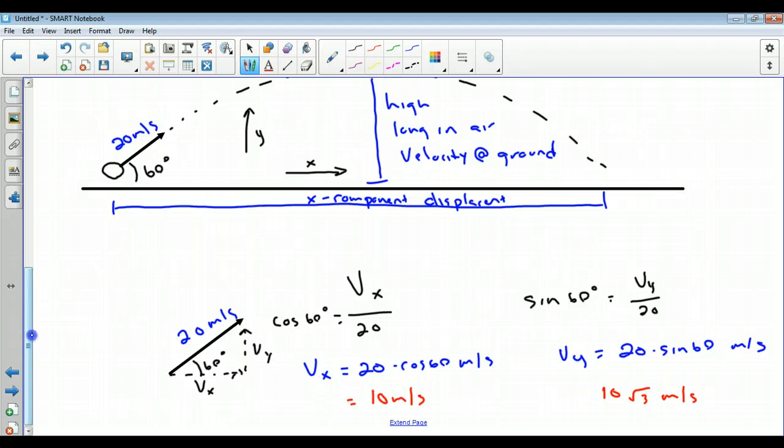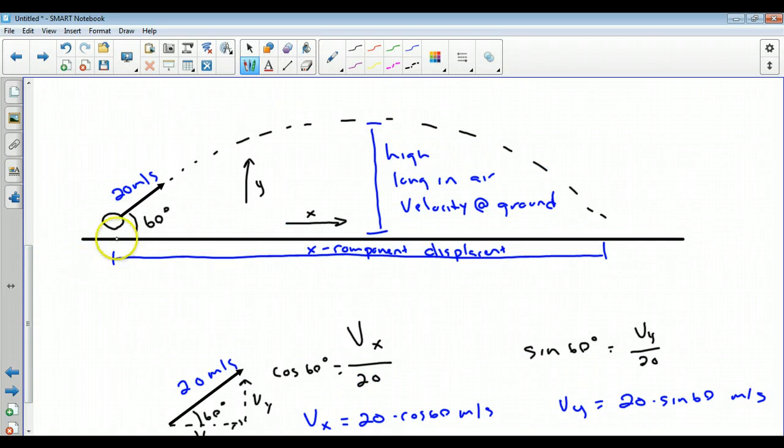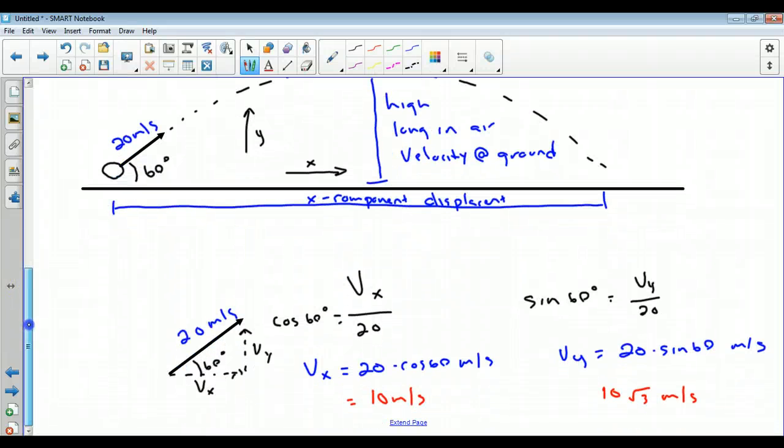What that means is that an object that is kicked at an angle of 60 degrees off the ground at its initial speed of 20 meters per second allows us to think about the vertical direction as an object that is traveling at 10 times the square root of 3 meters per second upward initially. So this is like I throw something upward in the air at that speed. And also think about an object that is moving at 10 meters per second in the x direction. So now I can figure out if it stays in the air for 15 seconds, how far does it go, how high does it go, all of those types of things.